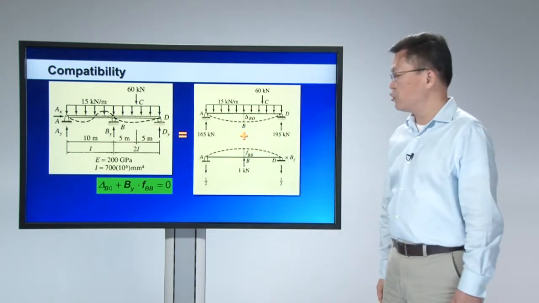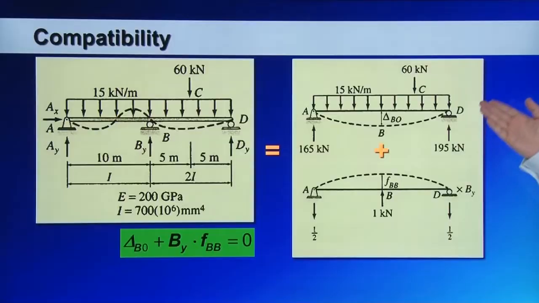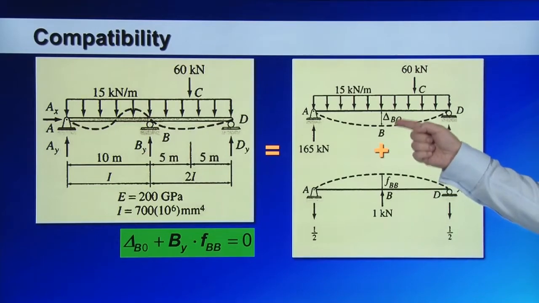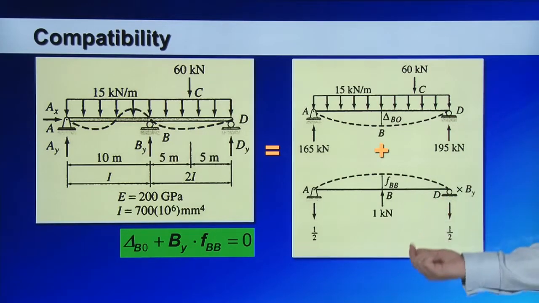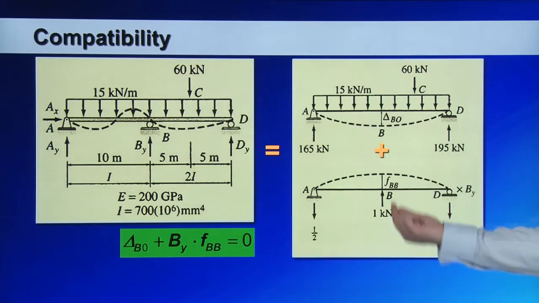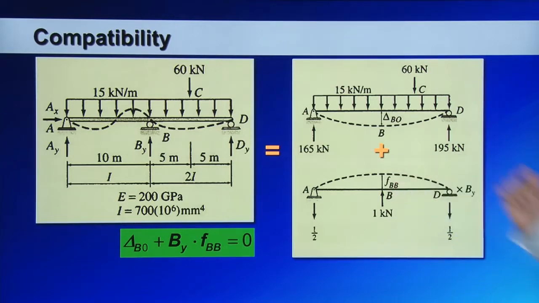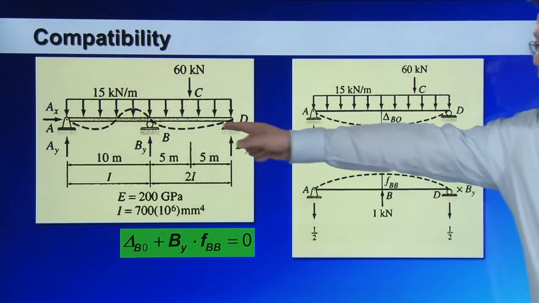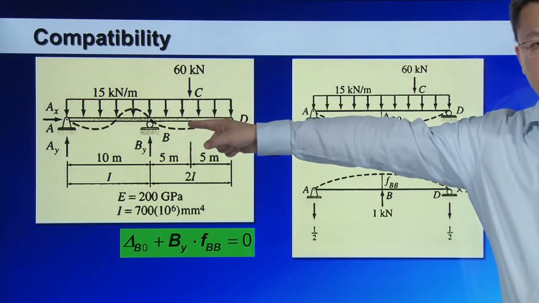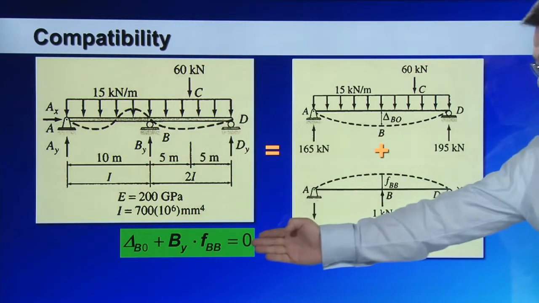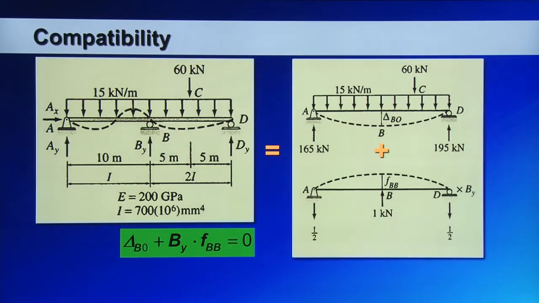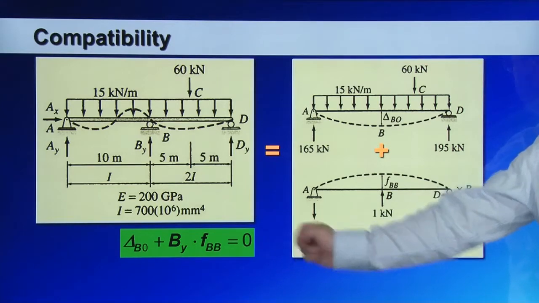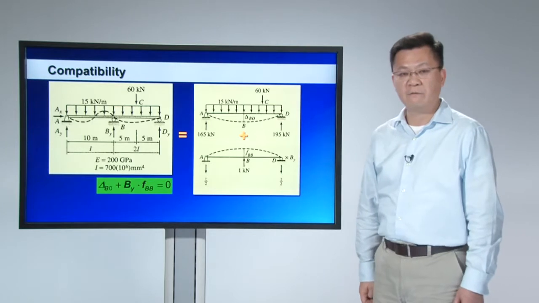And then again, using the superposition concept. First, apply the external force without By. Calculate the displacement at B, and then apply a unit force at the location of B. Calculate the corresponding displacement. The superposition of displacements should be equal to the displacement at B, which is 0. That leads to this compatibility equation. Again, the only unknown in this equation is the redundant force, By, so you can find By from that equation.